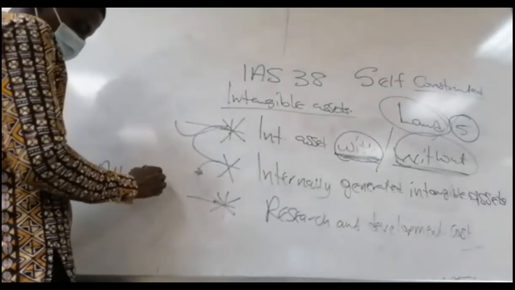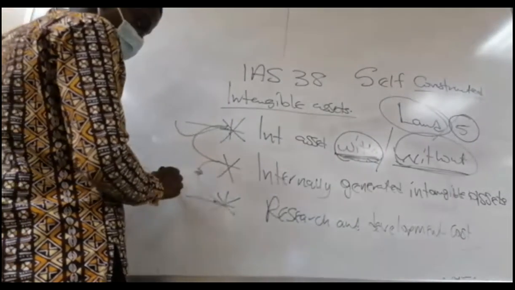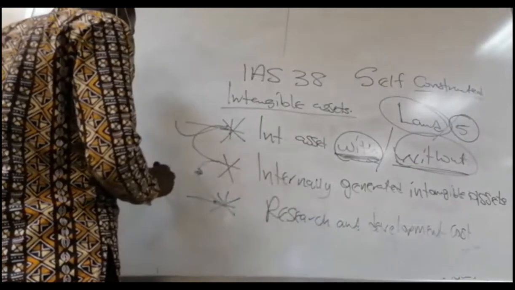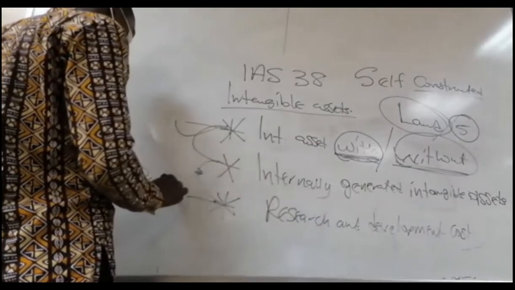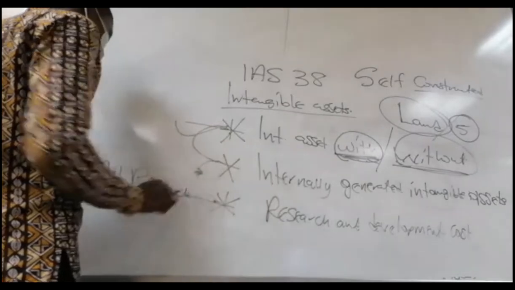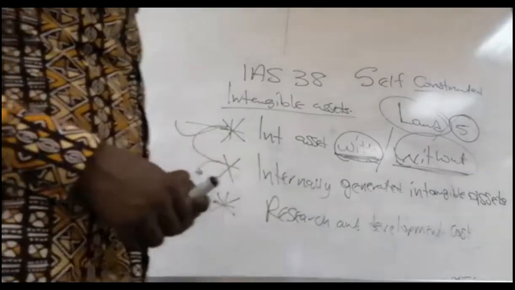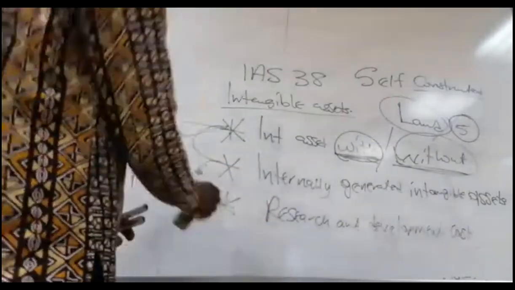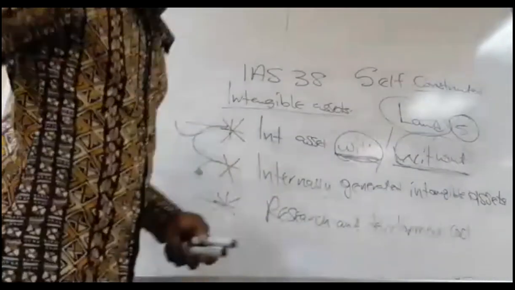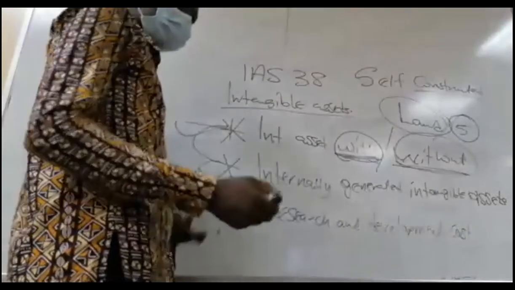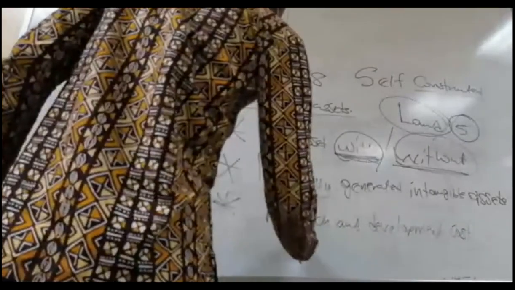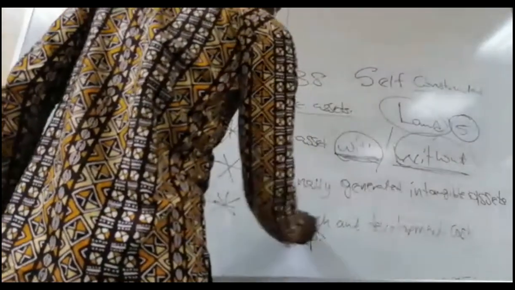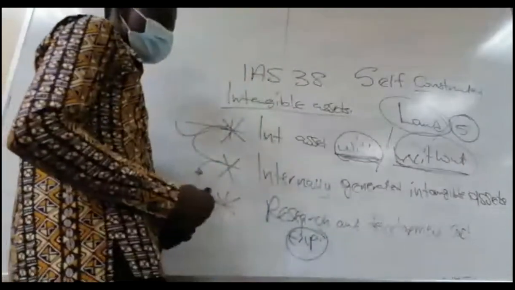All research costs must be expensed in the profit and loss account. That's the treatment. So we expense this, which means it must be treated as operating costs.